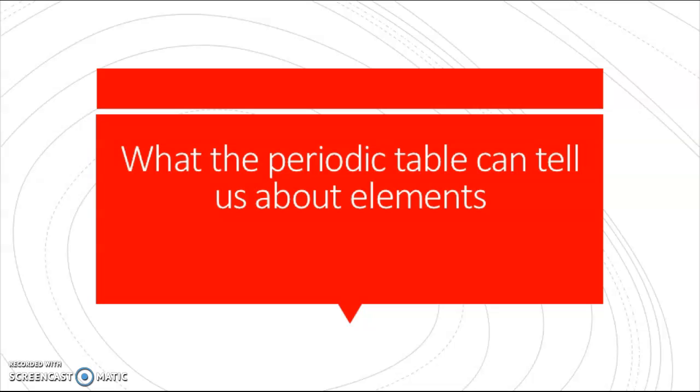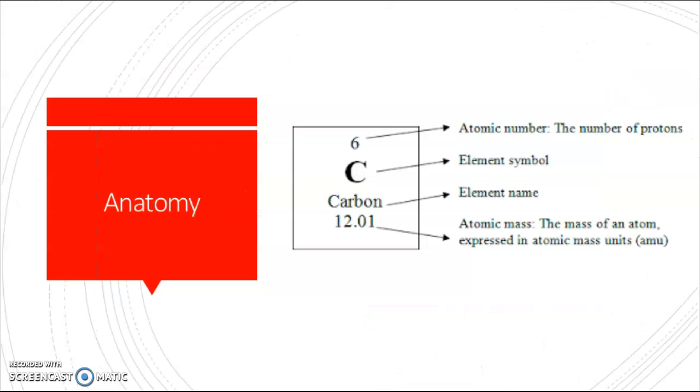All right, good afternoon. Today we will be talking about what the periodic table can tell us about different elements, because the periodic table has a bunch of different numbers and a bunch of symbols and a bunch of things going on, and so hopefully today we will be able to clarify what some of those different things mean. To start off, we're just going to look at a single element and the anatomy of these different squares that we see on the periodic table.